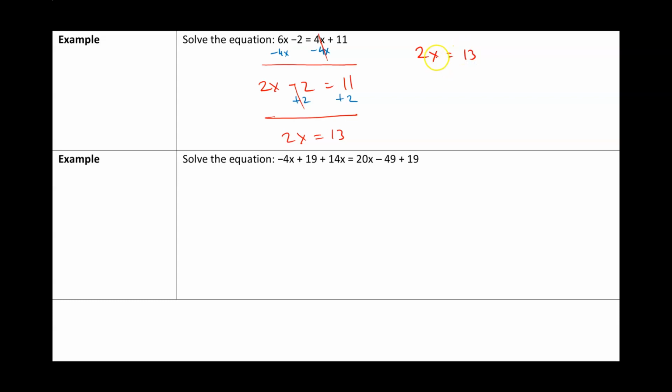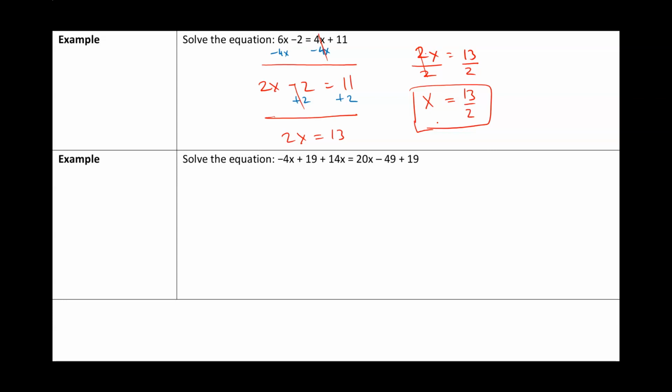Now since the x is being multiplied by 2, we do the inverse of multiplication, which is division. And this will give us x by itself because 2 divided by 2 is 1. And our answer is going to be x equals 13 over 2. Let's take a look at the next example.